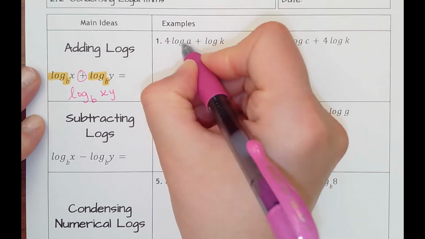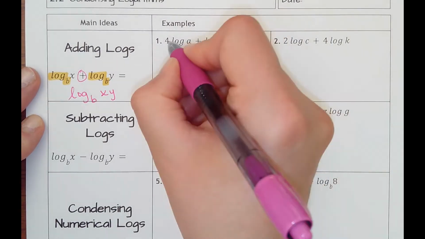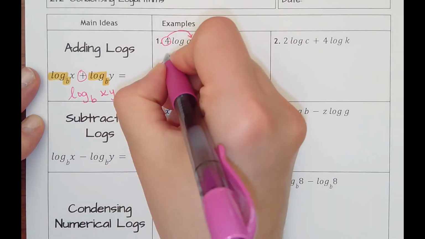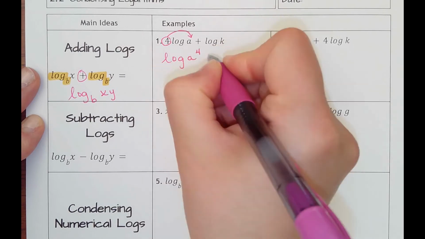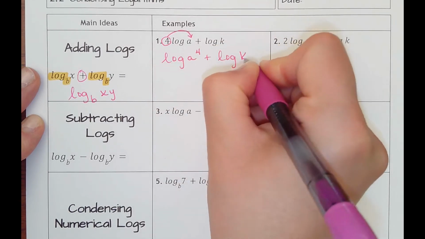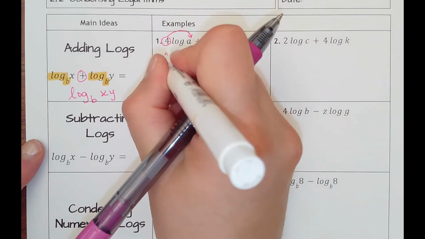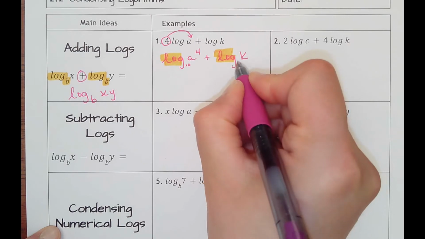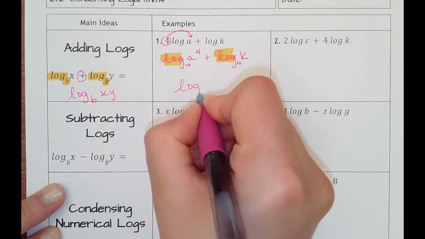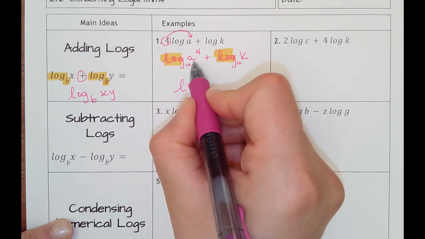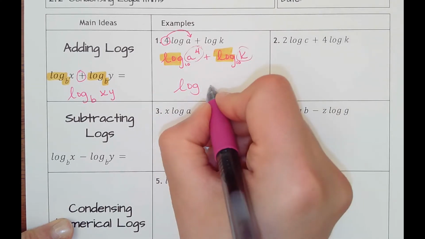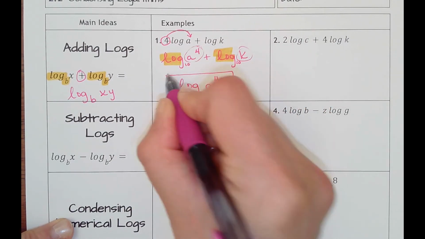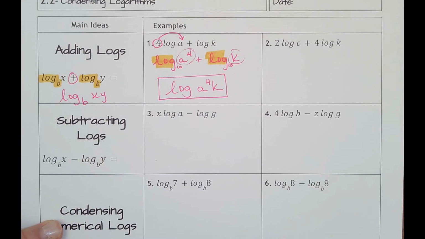We've got 4 times log of a plus log of k. So we're going to take this 4 and bring it as a power. So this would be log of a to the 4th power plus log k. You see how these are both just normal logs. That's called a common log, where they have a base of 10, but we don't have to write that. So we combine it into a single log with a base of 10, and then I'm going to multiply a to the 4th times k. So it'll look like a to the 4th k. Your answers are going to look a little funky on these. Okay, why don't you pause and try number 2.